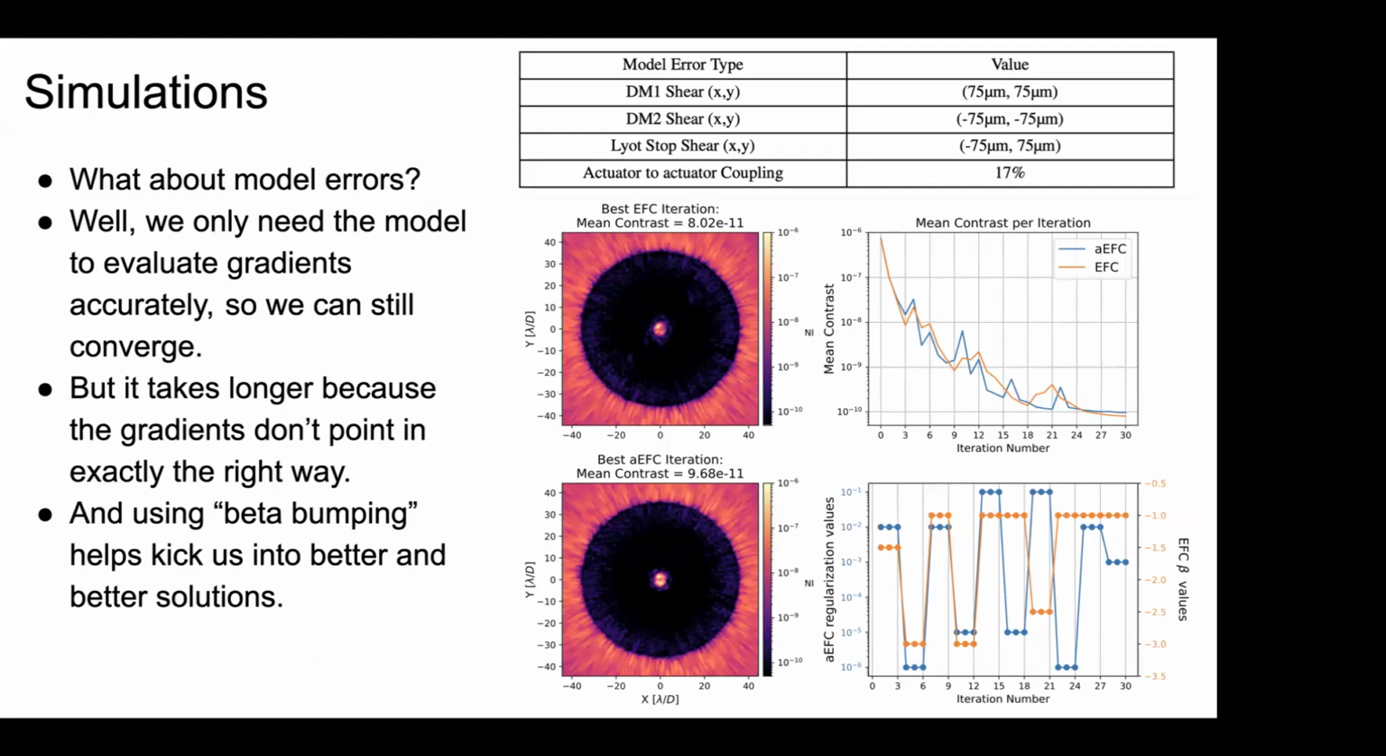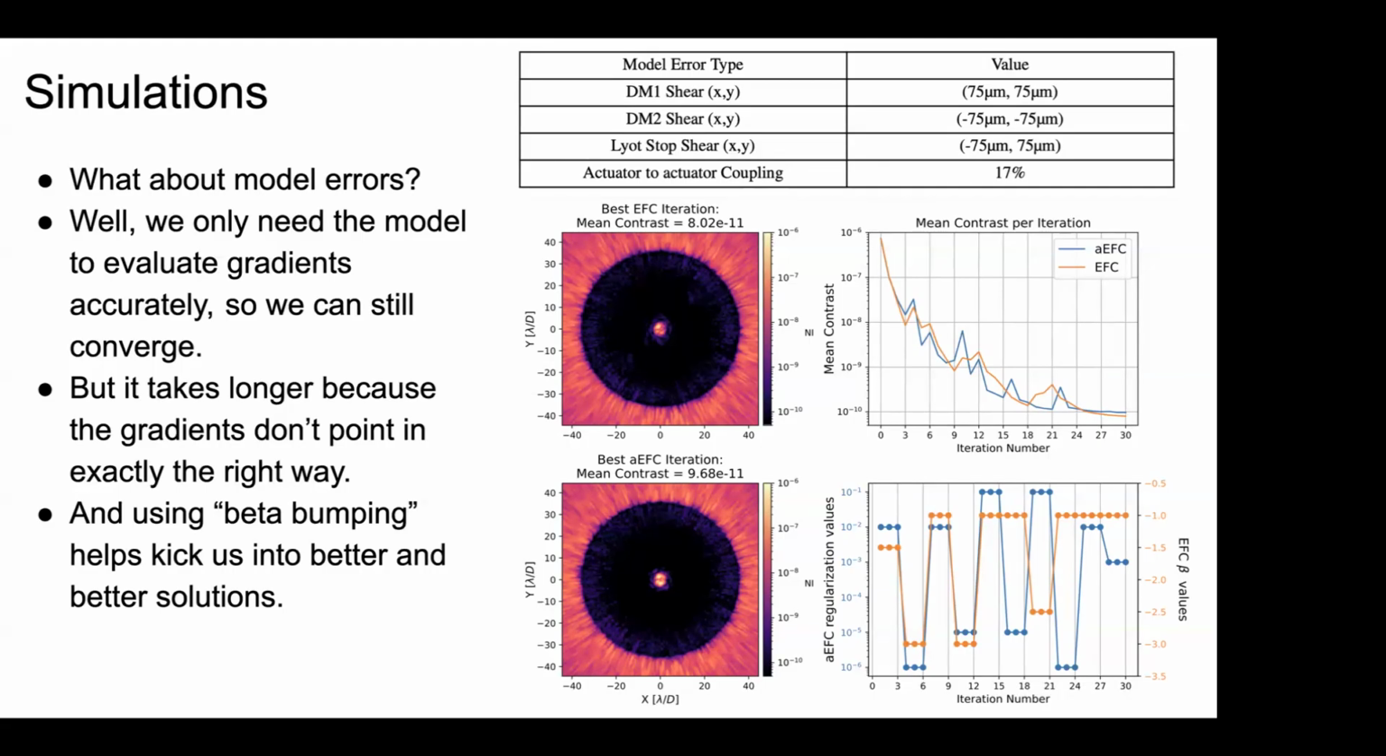What about dealing with model errors, though? Well, we only need the model to evaluate the gradients actually. We don't need the model to tell us the absolute truth of the system. So at least in the case of algorithms such as EFC, we can still converge in the presence of model error. In this case, we were simulating model error with the DM1, DM2, and Lyot stop lateral positions and just simulated a shear. So what if something gets misaligned while it's in orbit or as it's trying to get into orbit?